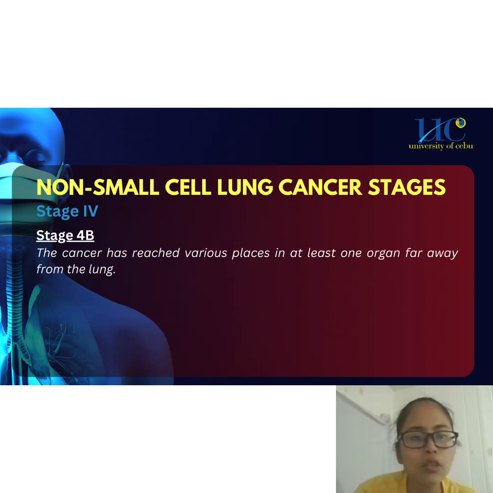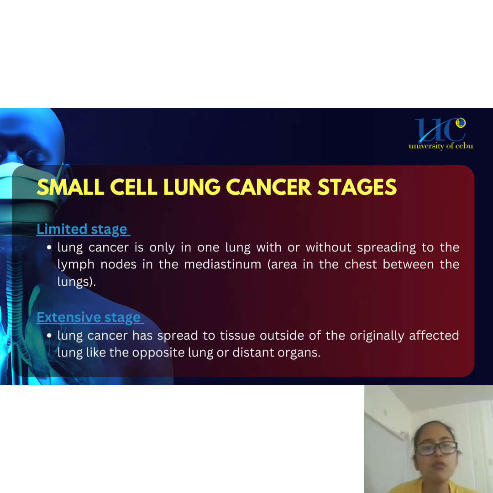So for stage 4B, the cancer has reached various places in at least one organ far away from the lung. So now let's move on to the small cell lung cancer stages. We have two stages here, the limited stage and the extensive stage.